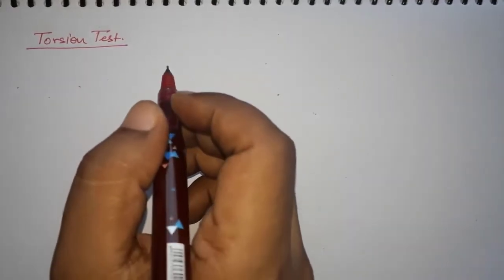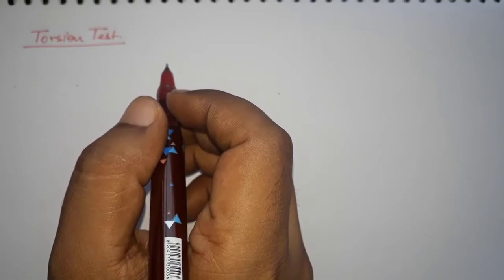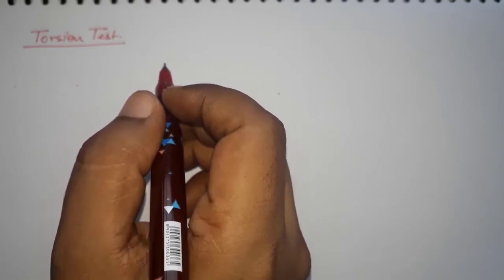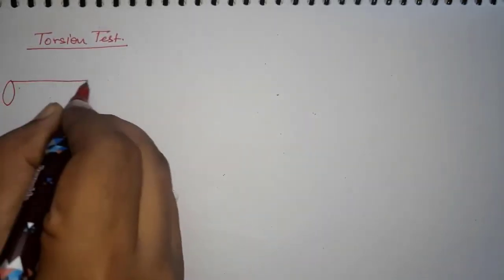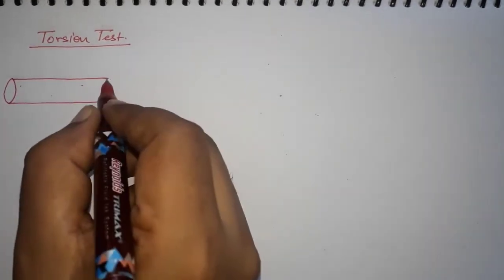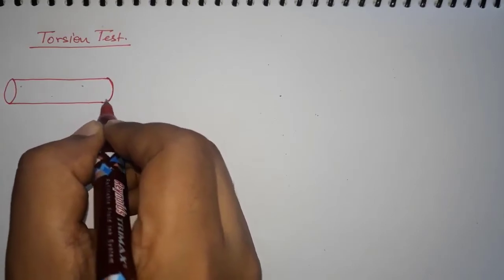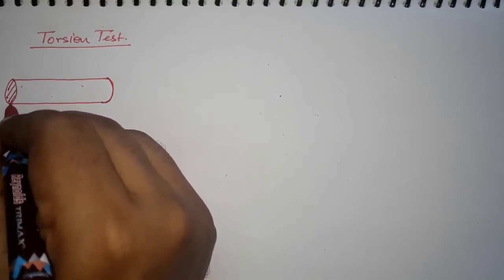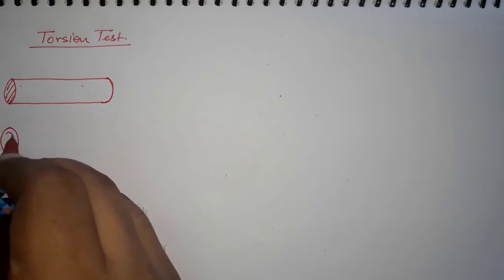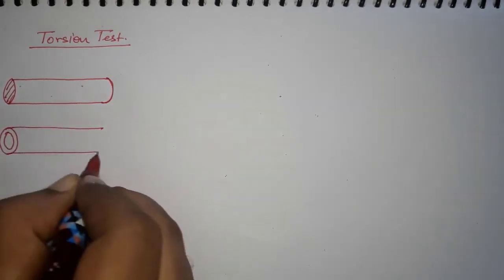So in this lecture we will talk about the torsion test, which is not that famous a test, but still if you want to know the twisting moment versus the angle of twist instead of stress versus strain, then this kind of test is performed. Basically what you have is a cylinder or cylindrical component of any material. It can be a metallic or non-metallic material, and it can be a solid cylinder or it can be a pipe or a tube, so it can be hollow.